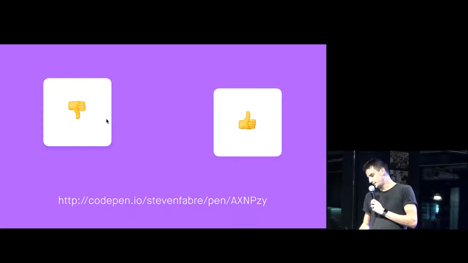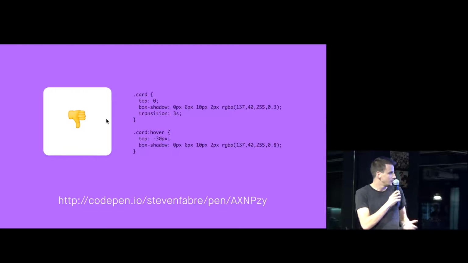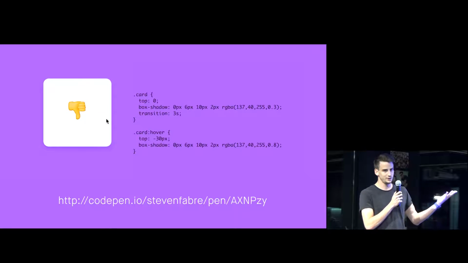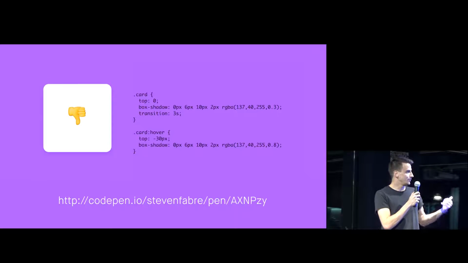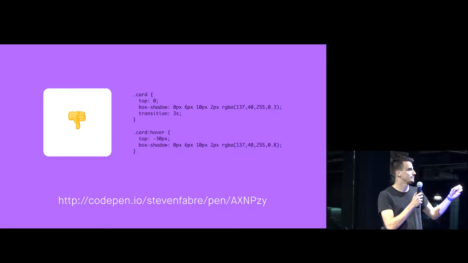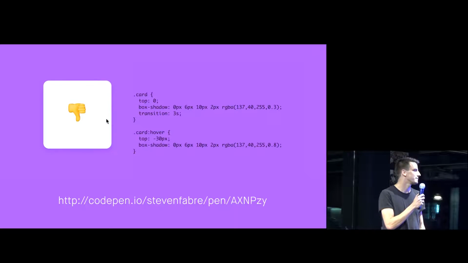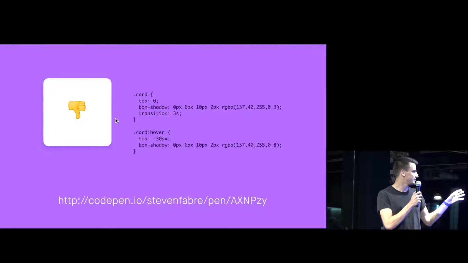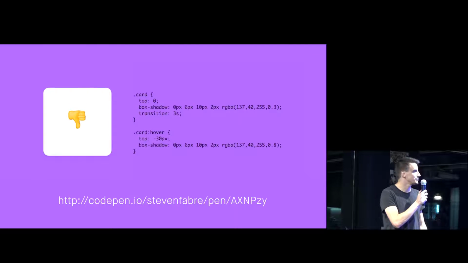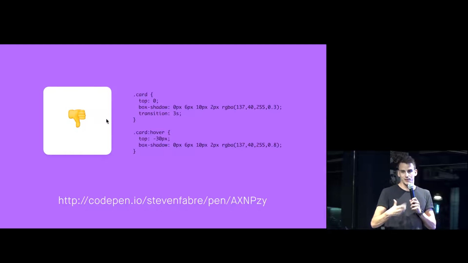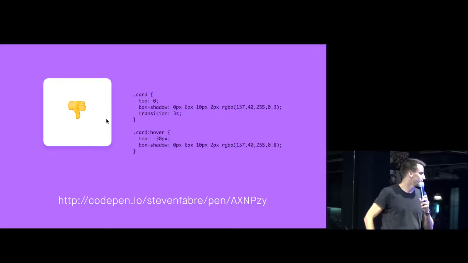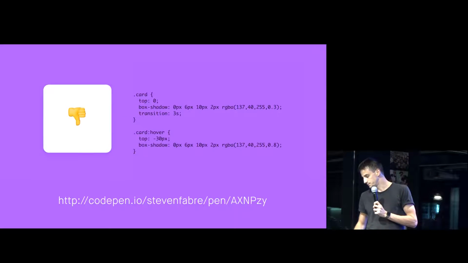That's what I see in a lot of places on the web. People will typically, on hover, animate the top property, and the shadow in that example. It's pretty subtle, so it's pretty hard to see it on that screen. But if you do that, it's very expensive for the browser to render those animations.